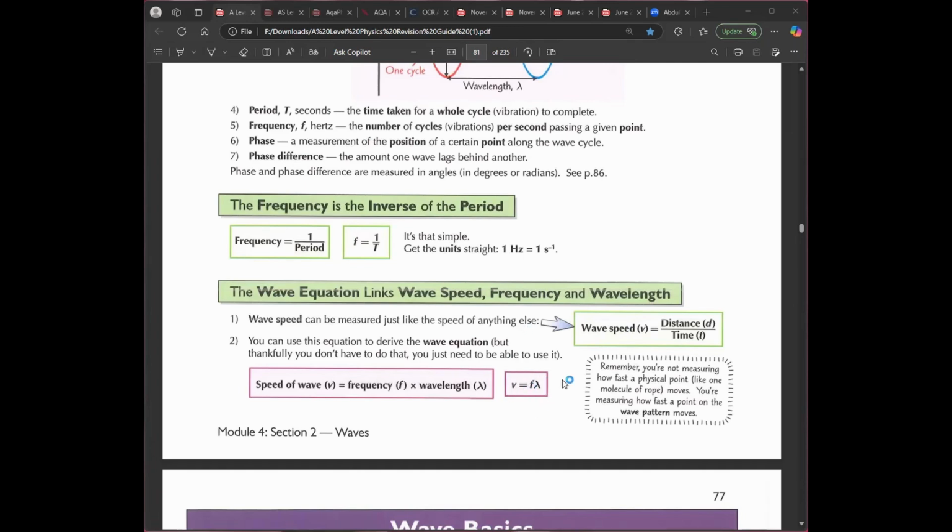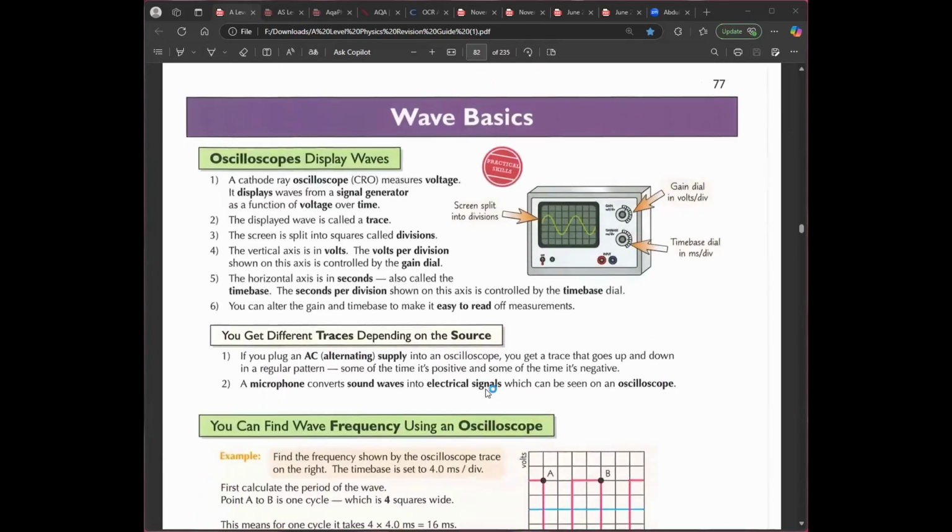You won't need it, but just for the understanding, it's V equals f lambda, and it is derived from the simple formula of speed. All right. And there you just explain the oscilloscope, how it works. So you can actually see the waves because you have provided it with an input of maybe a sound wave, which is converted into voltage.